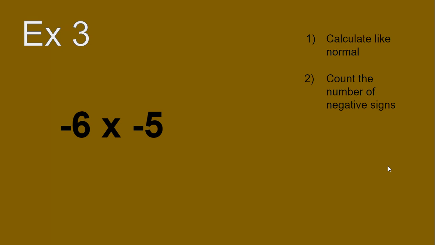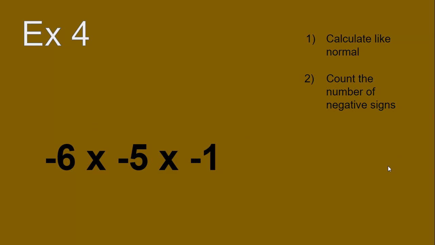Negative 6 times negative 5. Well, we'll calculate like normal. Ignore the signs for a moment. 6 times 5 is 30. Then count the number of negative signs. I see 2. Since 2 can go together as a pair, the answer will be positive. Negative 6 times negative 5 is positive 30.